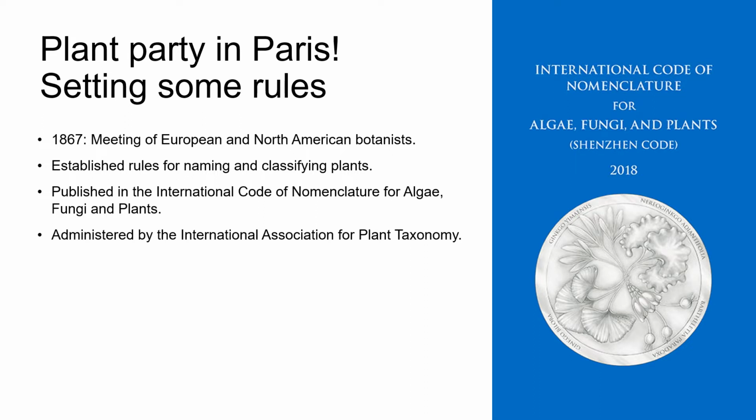The rules established at that conference in 1867 were laid down in a document called the International Code of Botanical Nomenclature. The code has since been reviewed and revised several times, and the current version is the 17th, which was accepted in 2018. The rules are administered by the International Association for Plant Taxonomy, and you can access all of the rules on this organization's website. You should also note that the publication containing the rules had a name change in 2011 to the more precise name of the International Code of Nomenclature for Algae, Fungi, and Plants.